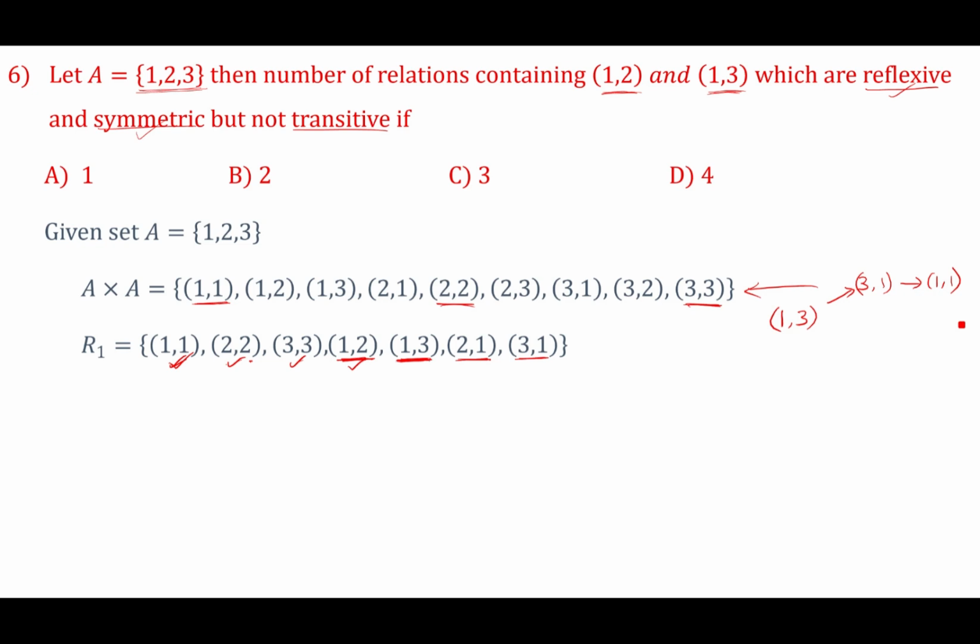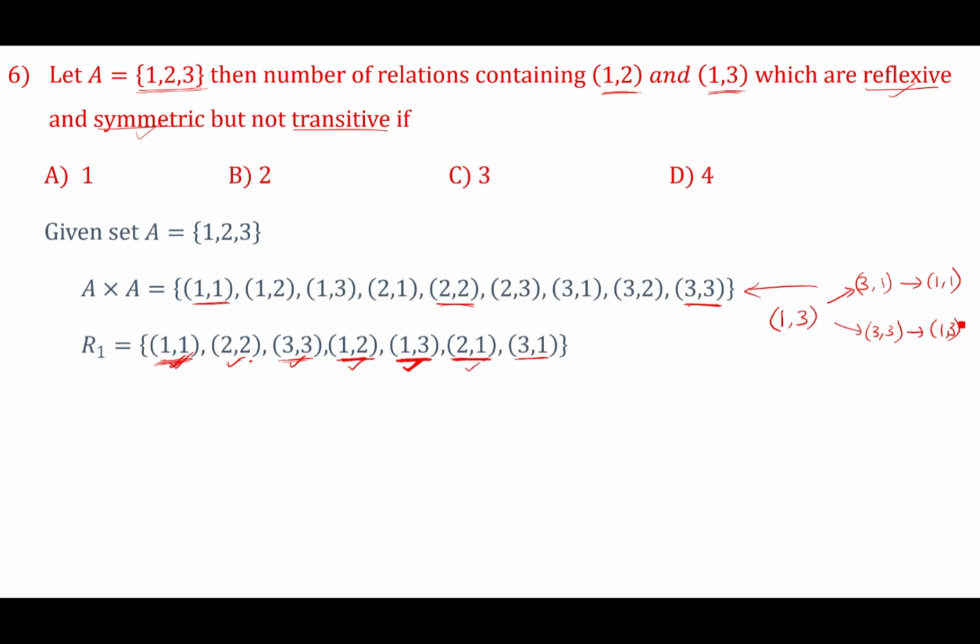And (1,3), (3,3): (1,3) and (3,3) means (1,3) must be there, right? (1,3) is also there. So this ordered pair satisfies the transitive relation. Check with the second last one, (2,1): (2,1) and (1,1) is there, which means (2,1) must be there. Yes, it is here. Check.